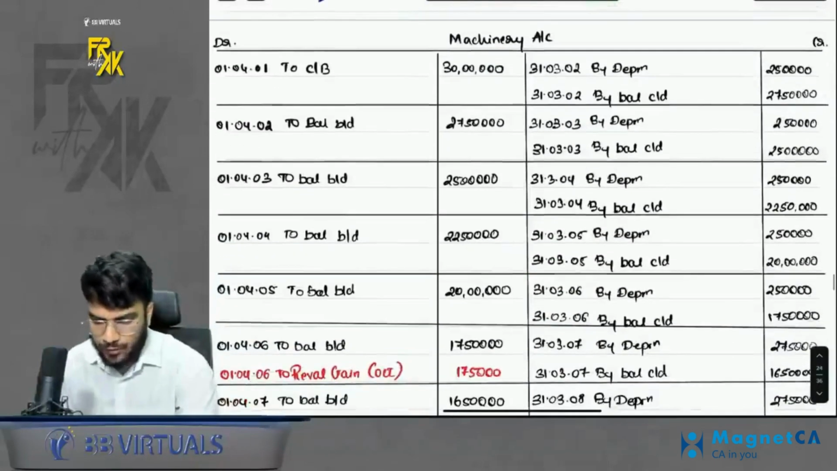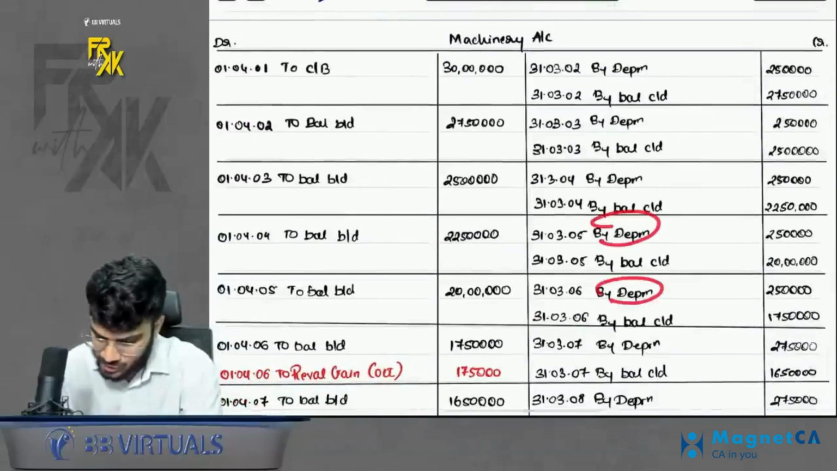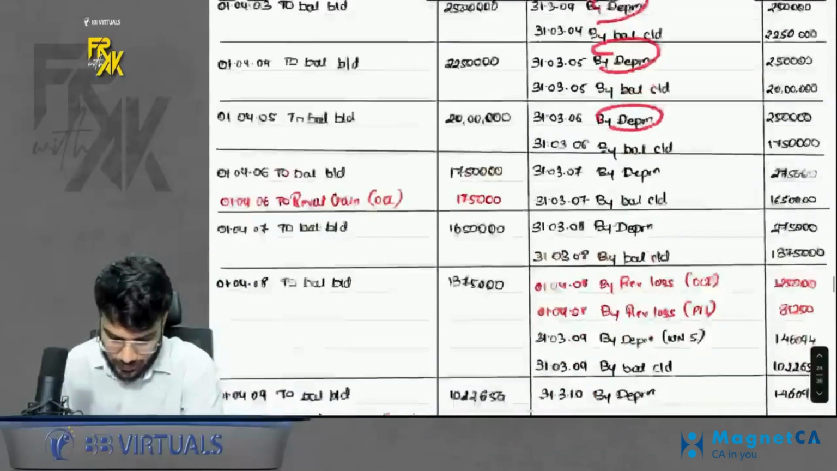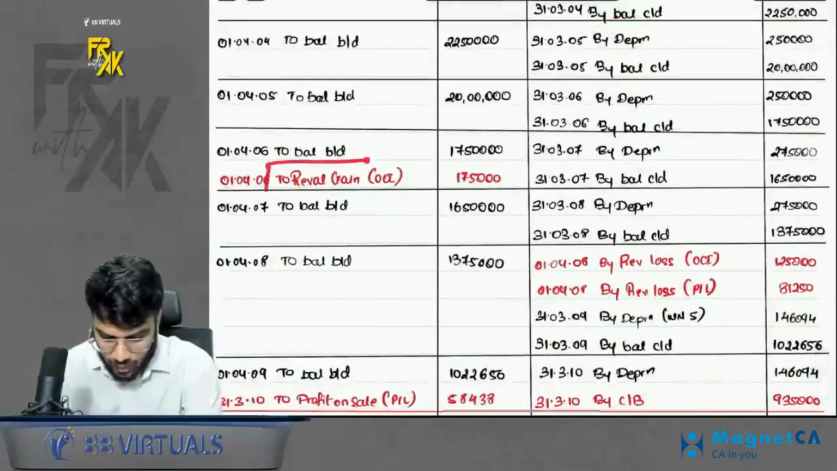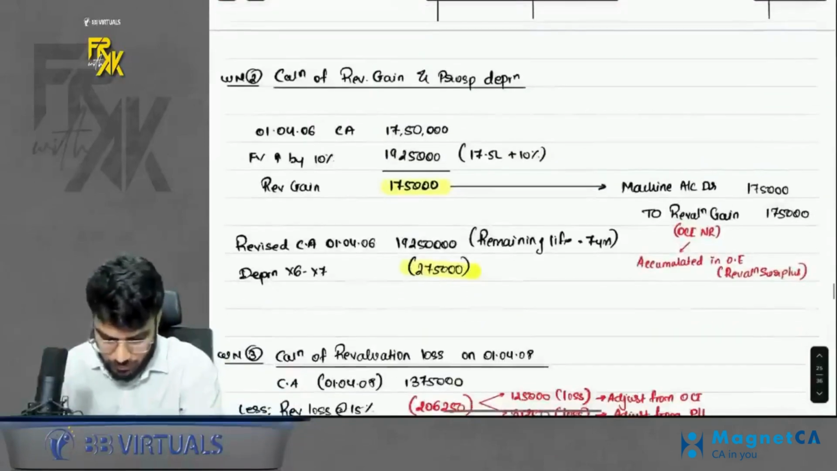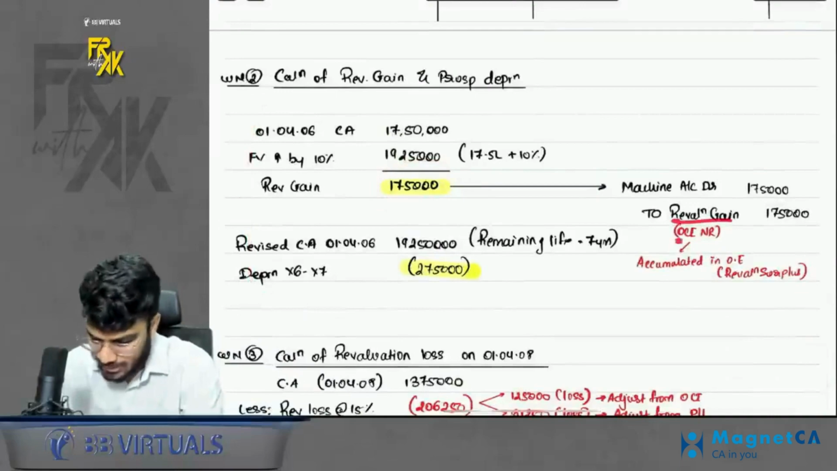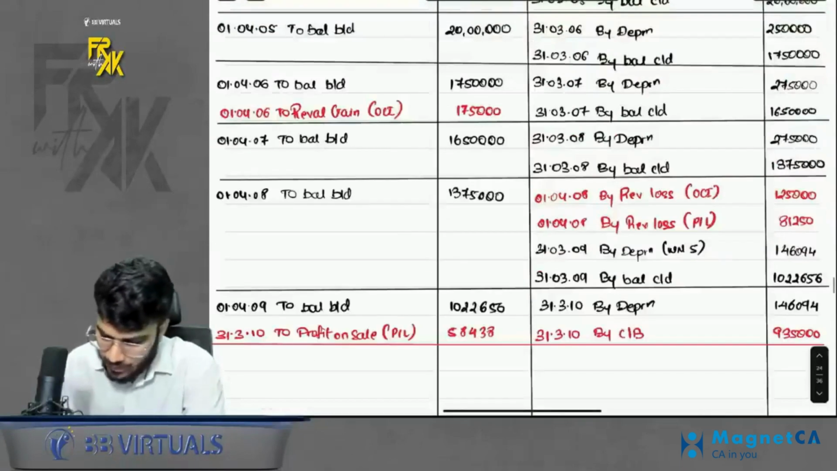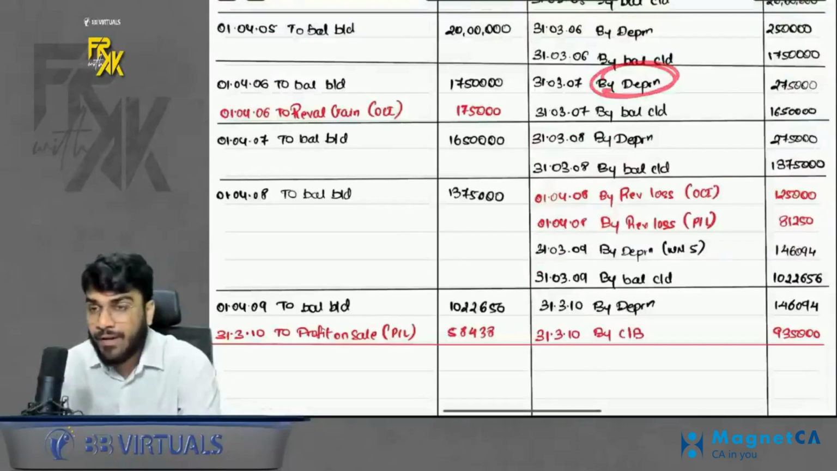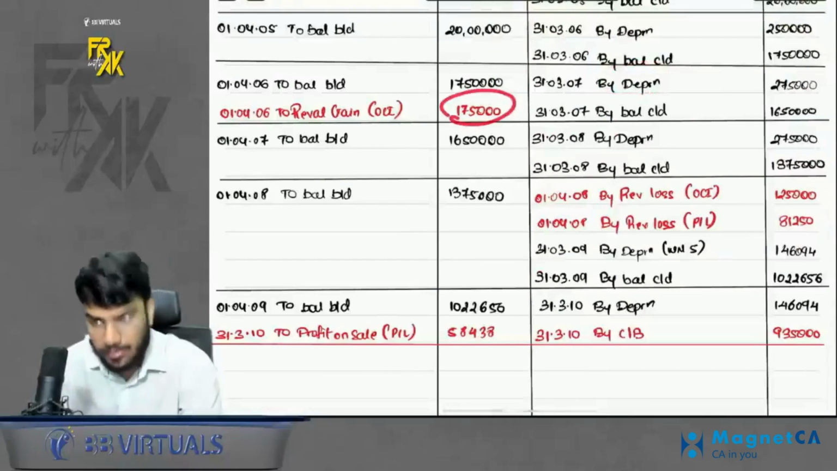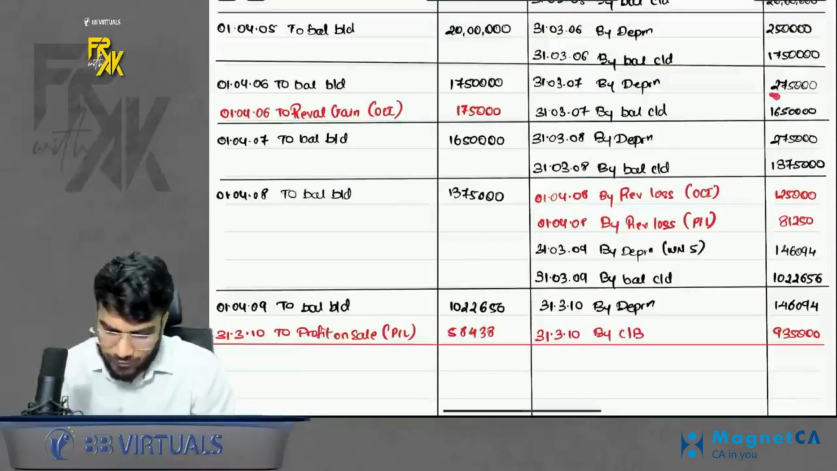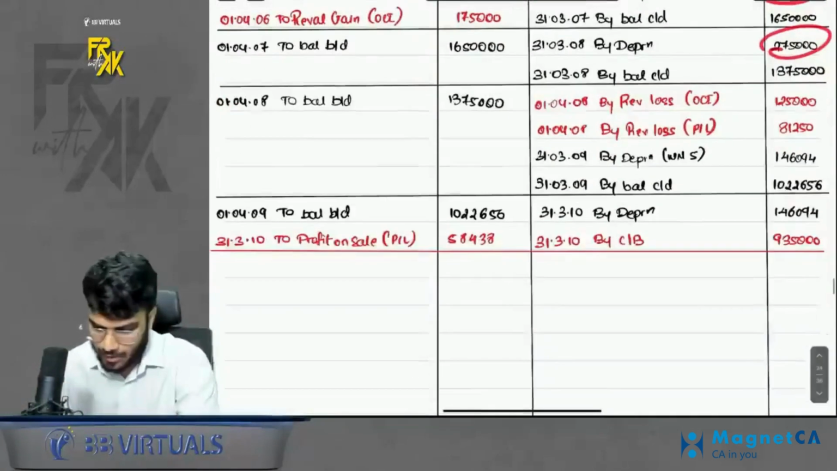So for first 5 years, we just depreciated the machine. Then after the 5th year, on this date, there was a revaluation. So we prepared a working note and found out the revaluation gain. First time revaluation, transferred it to OCI. Then we found out the revised depreciation because there is a gain. So the depreciation will increase. We found out the revised depreciation for 2 years.